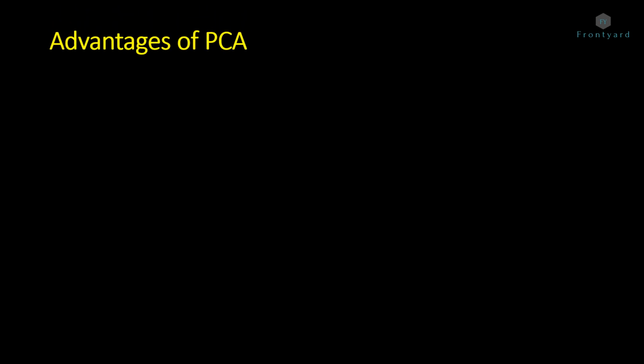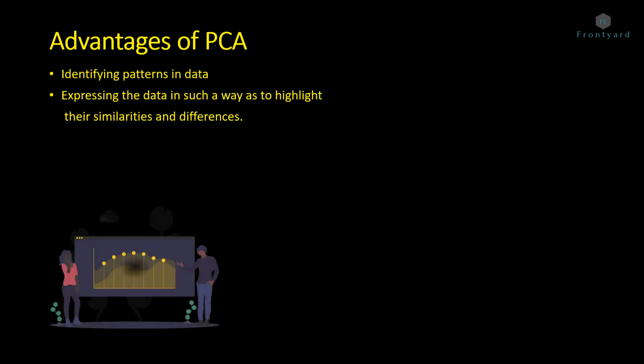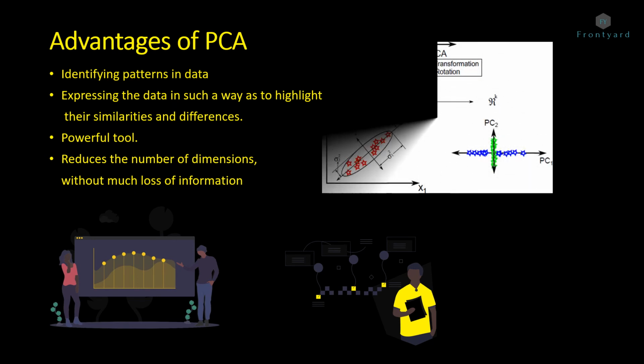PCA is based on the idea of feature extraction. Now let's see its advantages. PCA is a way of identifying patterns in the data and expressing the data in such a way as to highlight their similarities and differences. Since patterns can be hard to find in high-dimensional data, where the luxury of graphical representation is not available, PCA is a powerful tool for analyzing the data. The other main advantage of PCA is that once you have found these patterns in the data, you can compress the data by reducing the number of dimensions. This is done without much loss of information.